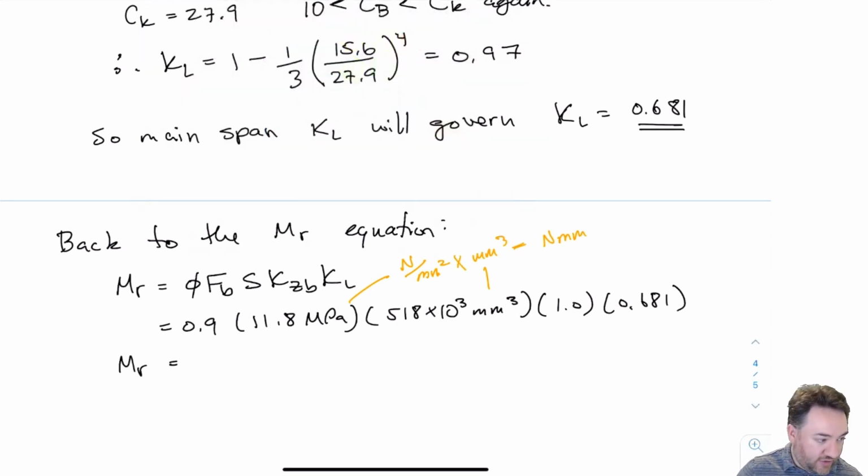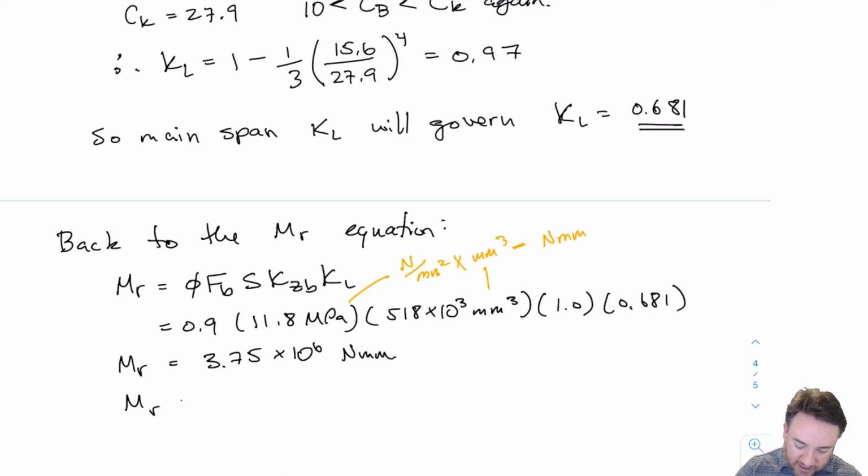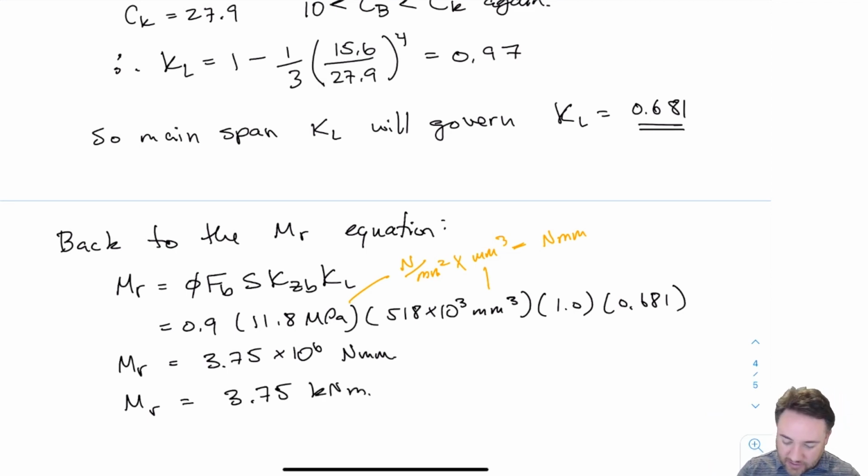So what do I get out of here? I'm going to get whatever number I calculate, 3.75 times 10 to the 6 Newton millimeters is my moment. And if I want to get kilonewton meters, I divide by 1,000 to get newtons to kilonewtons, and I divide by another 1,000 to get millimeters to meters. And so I get 3.75 kilonewton meters. Okay, so that's now my resistance.